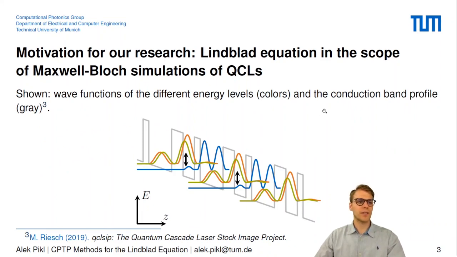In the figure, you can see in colors different energy levels, and in gray you can see the conduction band profile of a material. The way that quantum cascade lasers work is that when electrons change their energy states, they also emit photons, and those photons are basically what causes the lasing. In our research, we're trying to simulate this process, and by doing that, push forward the state-of-the-art in QCLs.